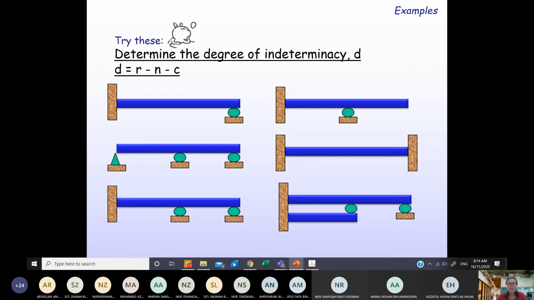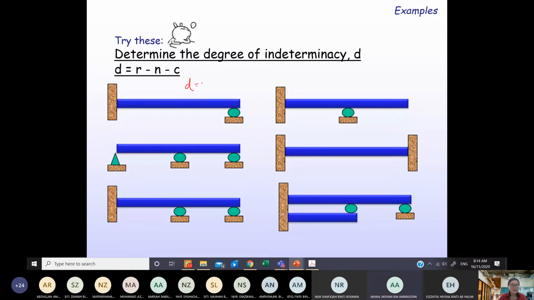So can I have your participation? Let's try on number 1. I suppose number 1 and number 2 actually have the same results, only the position of the roller is different. Can I know how to calculate this D for this case? Can you help me? How many?